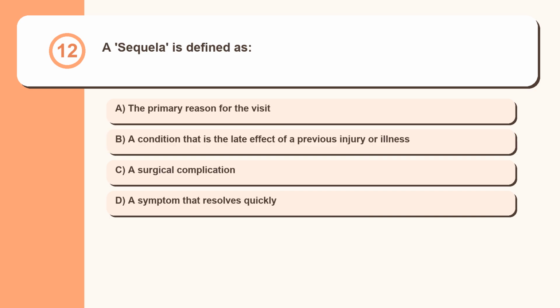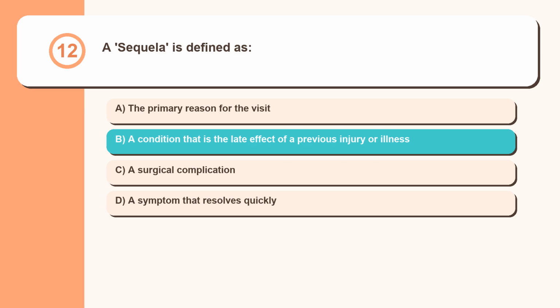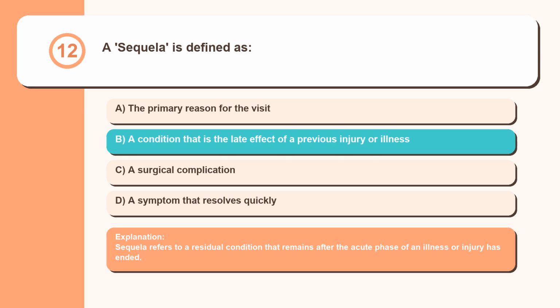Question 12. A sequela is defined as: the primary reason for the visit, a condition that is the late effect of a previous injury or illness, a surgical complication, a symptom that resolves quickly. Sequela refers to a residual condition that remains after the acute phase of an illness or injury has ended.